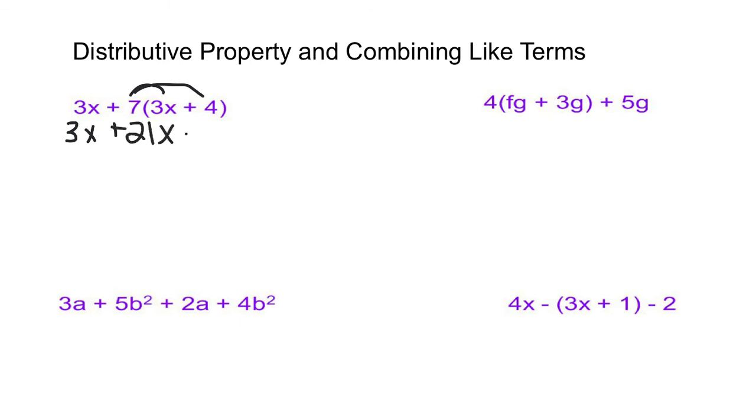And then 7 times 4 is positive 28. And then from there, I'm going to look for those like terms that can go together. So I've got a 3x and a 21x that'll go together. So that gives me 24x plus 28.